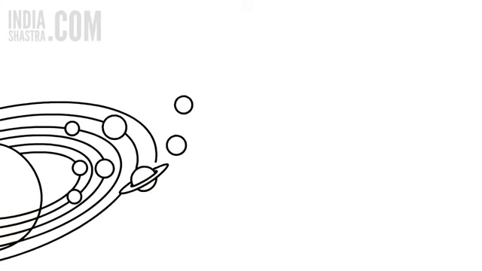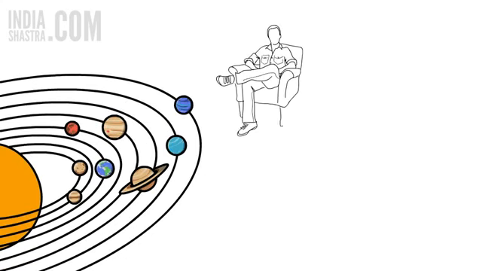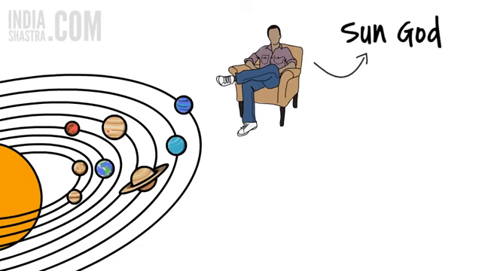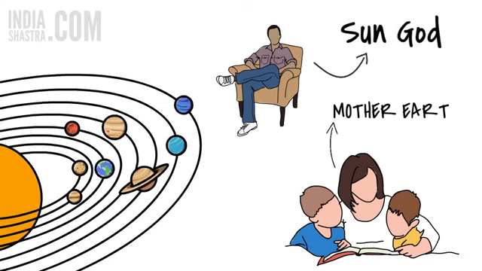Solar system हमारे फैमिली की तरह है. Our father is at the center. He is the sun god and our mother is the earth and we are like Neptune and Uranus. हमारा कुछ काम नहीं है.